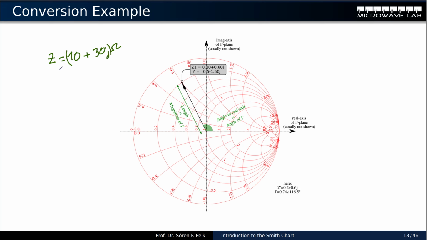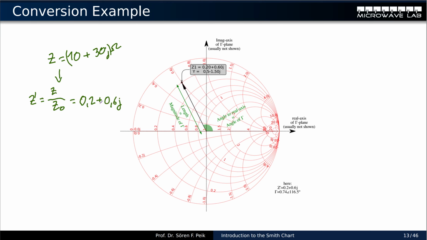So when I normalize that, I get a Z prime, which is my Z over Z naught. Z naught I assume to be 50. Then this becomes 0.2 plus 0.6 j. So this is my normalized Z value now.